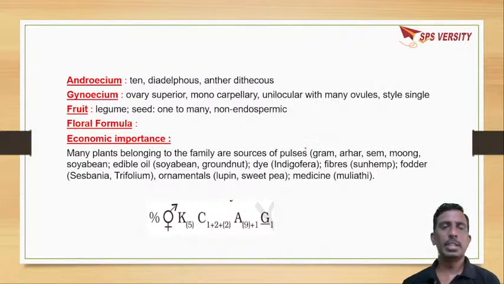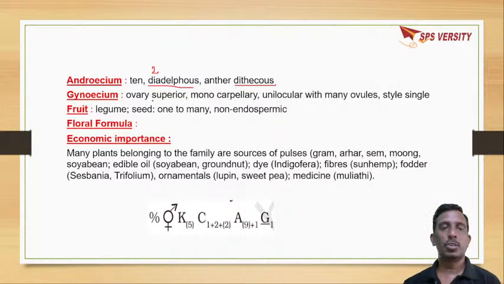Androecium has 10 stamens. Diadelphous. Diadelphous means 2 bundles of stamens. Anther dithecous, in which there are 2 chambers. That is, in the anther there are 2.